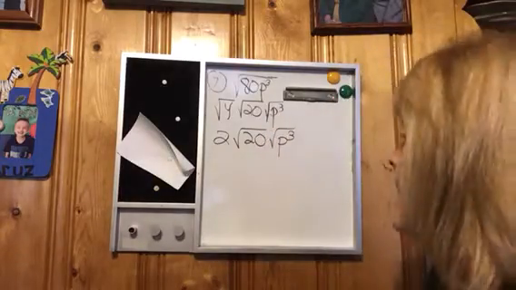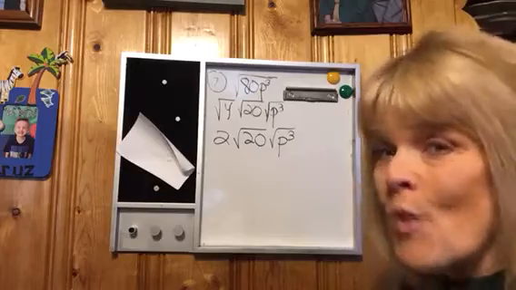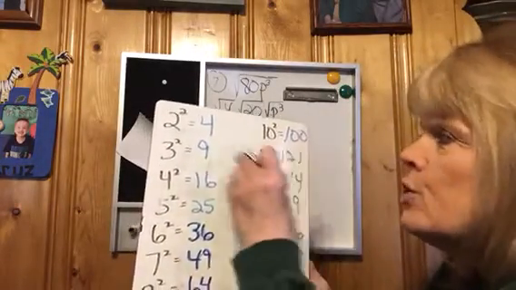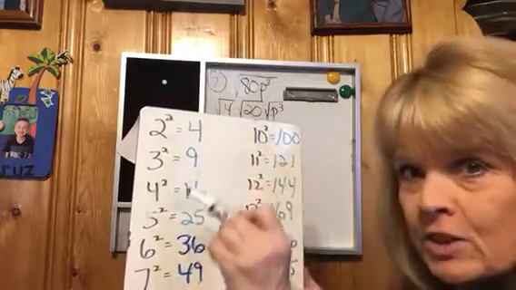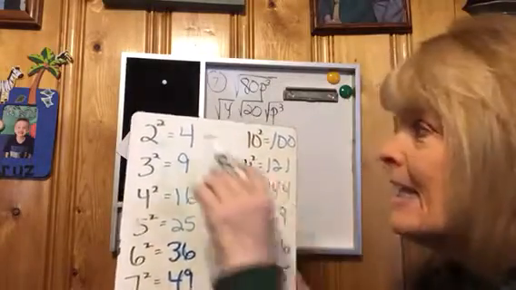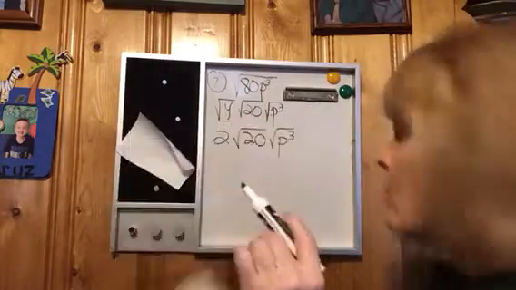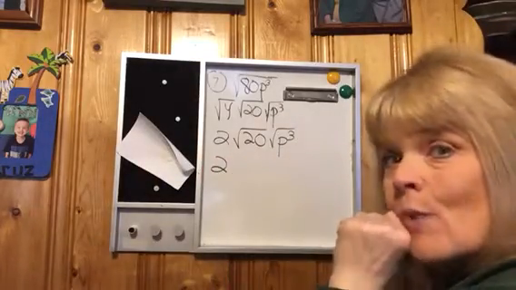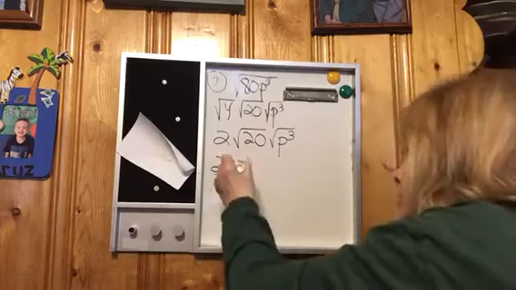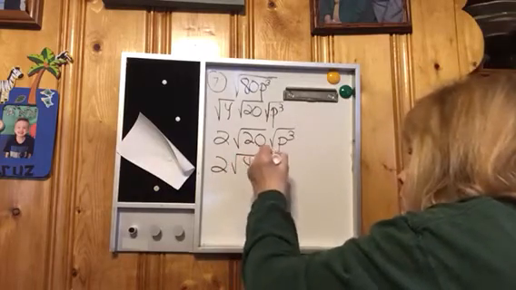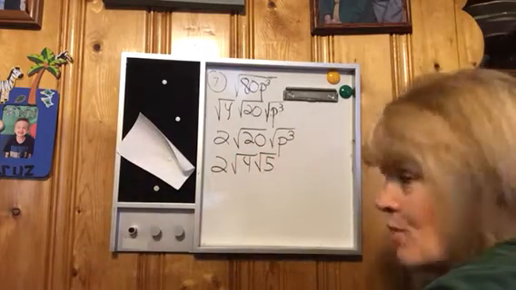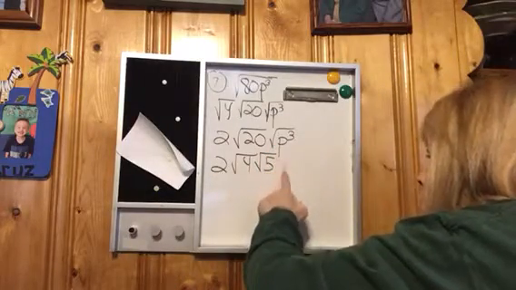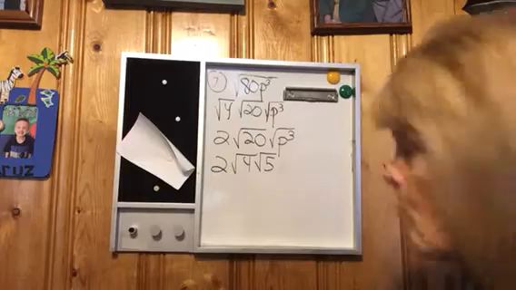Okay, now we have to break down the 20. What times what will give me 20 using one of these perfect squares? Oh, the 4 again. 4 is a perfect square. So I'm going to put my 2, and I'm going to break this down into radical 4, radical 5. Radical 4, radical 5 is the exact same thing as radical 20. And then now I can go ahead and do the p. Get that out of the way.